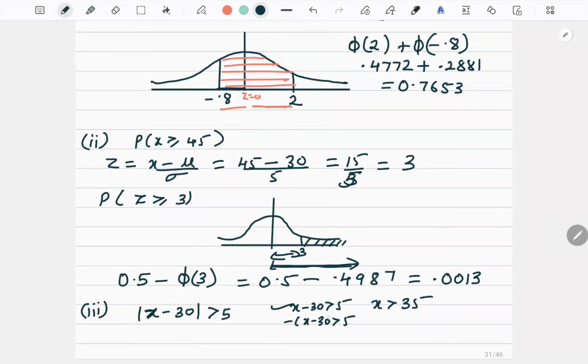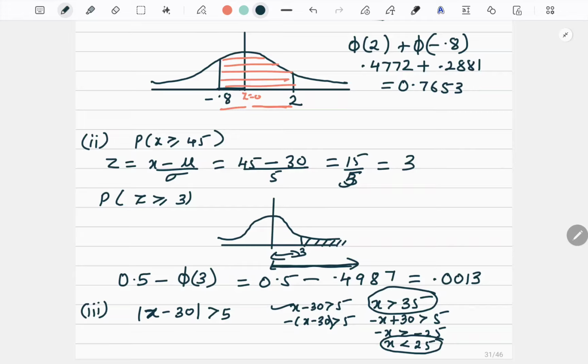Okay. Now here, minus x plus 30 is greater than 5. Now subtract 30 from both sides. So minus x is greater than 5 minus 30, which is how much? Minus 25. Multiply both sides by minus 1. So x is less than 25. So basically you have to find out the probability for x is less than 25 and x is greater than 35.